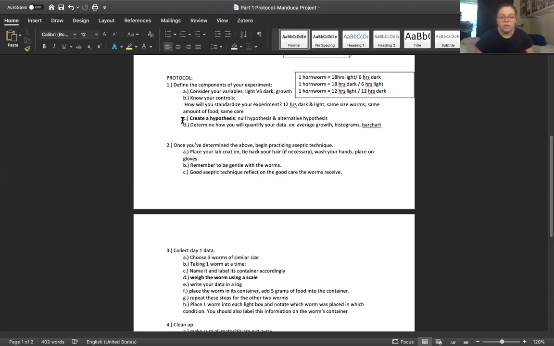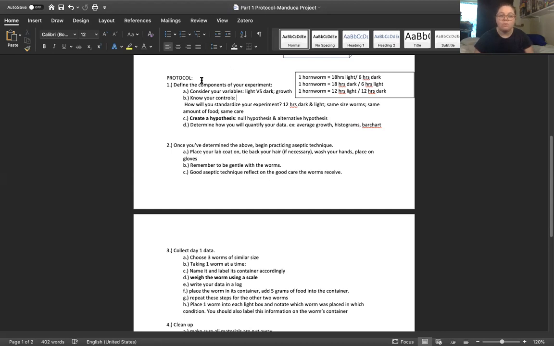So the next step would be to determine how to quantify your data. Maybe you want to take average growth over time of each worm. Maybe you want to represent how much food they ate and how frequently they ate over histograms. Maybe you want to represent a bar chart or a line graph that shows the growth over time. Anything like this is really crucial for your lab report results.